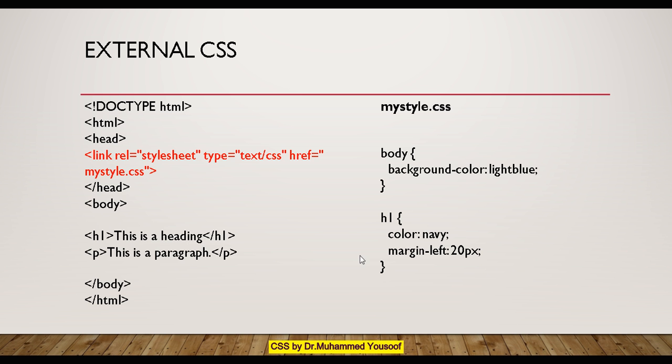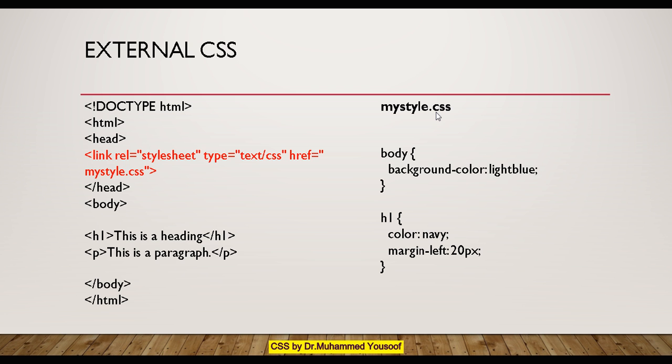If you look at this one, this is what? Head, body, head, H1 and paragraph, body and HTML. But why am I showing it in red? Because I am linking the style sheet. The type is text/css. It's a standard syntax, and I give the file name mystyle.css. Now this is the HTML file.